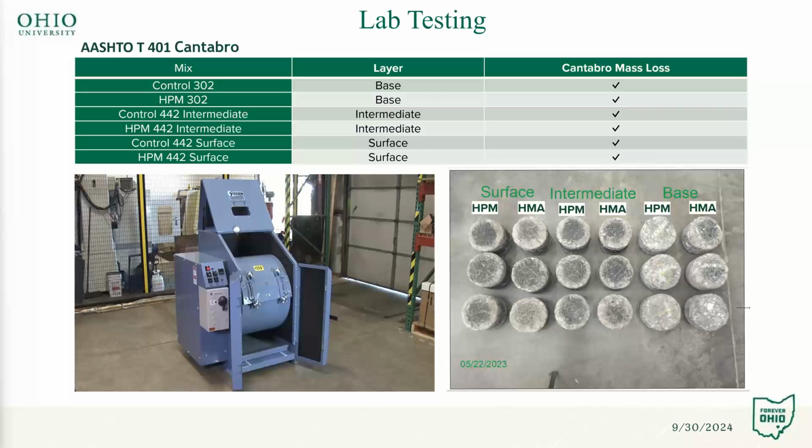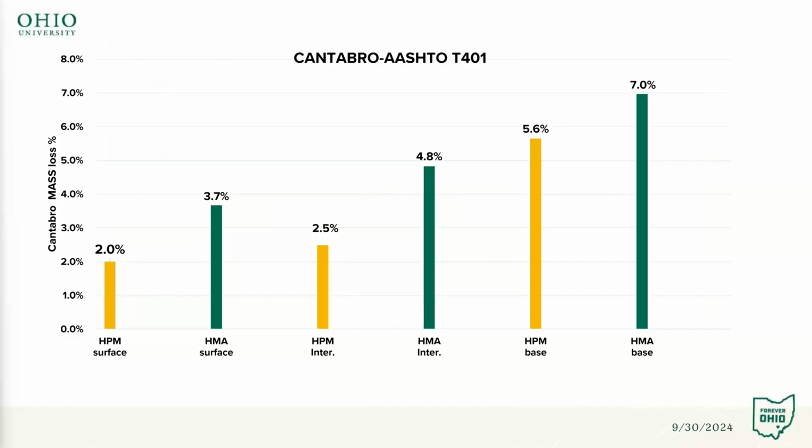These are the samples as they came out of the Cantabro testing. And then we can look at the mass loss as a percentage. If we look to the furthest to the left, the comparison of the surface layers between the HPM surface versus the HMA surface, we can see the HPM surface lost 2%, whereas the HMA surface lost 3% of its mass.